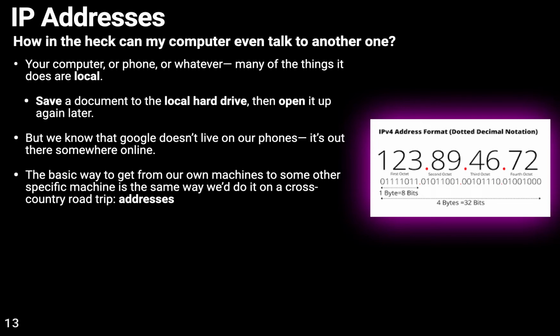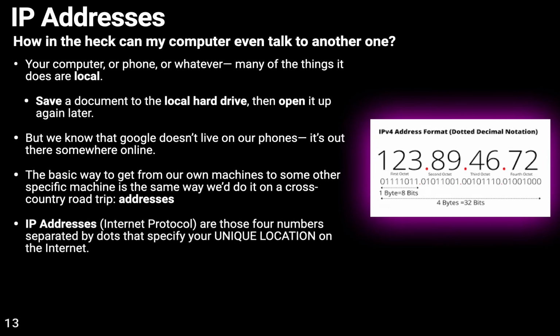And the fundamental way that IP addresses work is they are literally kind of like your own address, right? Where you live to receive mail. So the basic way to get from one machine, one system, one device to another system, machine, or device, right? It's out there somewhere, and I need to find it. You use addresses. So this is the IP address, the Internet Protocol address. There are those 4 numbers separated by dots that specify your unique location on the internet.